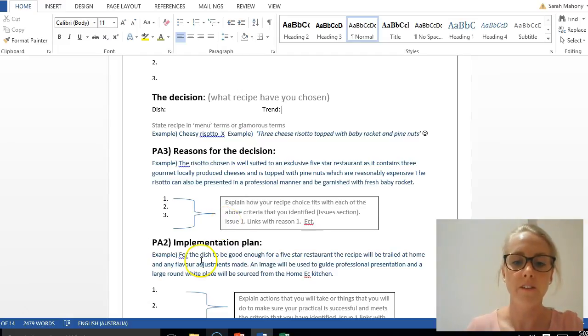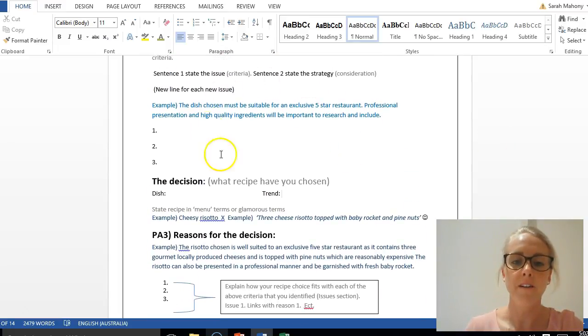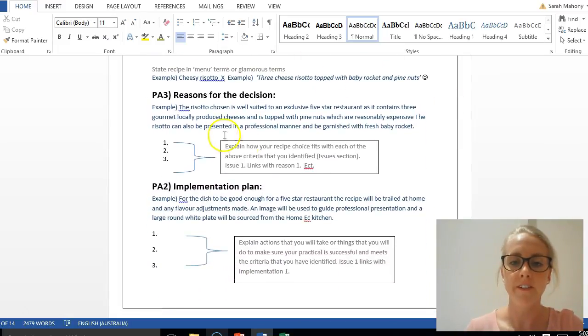Okay, moving down to the last section, implementation plan. We've talked now about up the top, up here, what you thought about. We've had the decision and reasons for decision, so what you've chosen and why. Down the bottom in implementation is all about how you are actually going to make sure your recipe meets the criteria on the day. So this is practical things that you're actually going to do or you plan to do with your cooking. All right, not just why you've chosen it, but how you're going to make it happen.